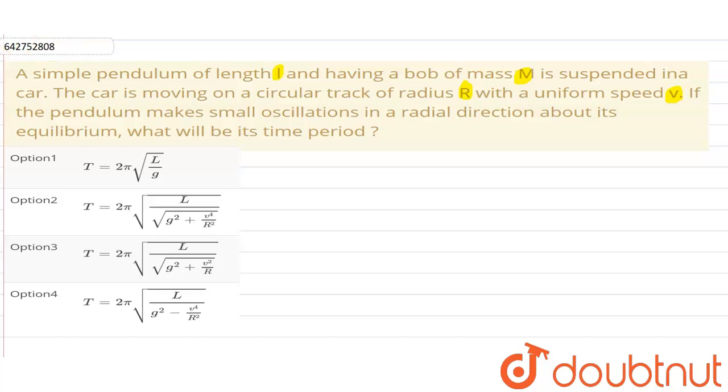Now in the given question we have been given that a simple pendulum having a length of L and mass m is suspended in a car, and the car is moving on a circular track having a radius of r with a uniform velocity of v. Now we have to find the time period of the oscillation of the pendulum. The time period of the oscillation of a pendulum is given as 2 pi under root of L by g when only acceleration due to gravity is acting on the bob.